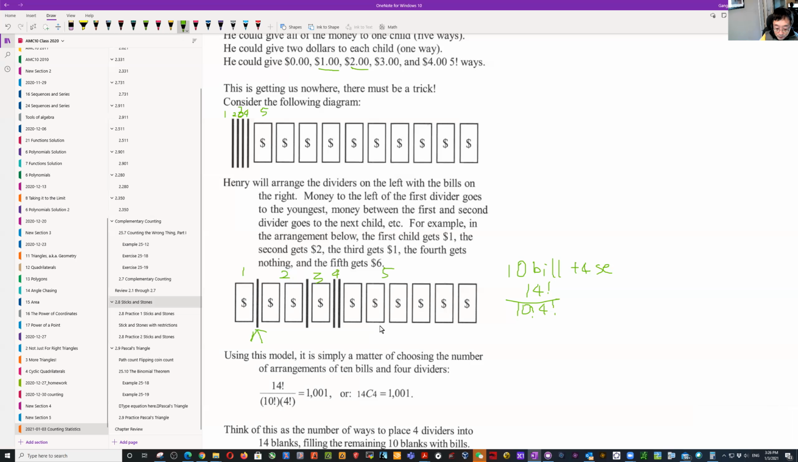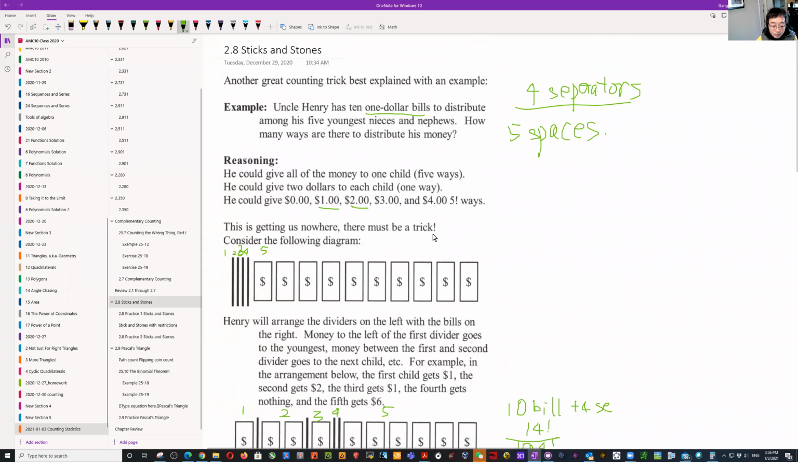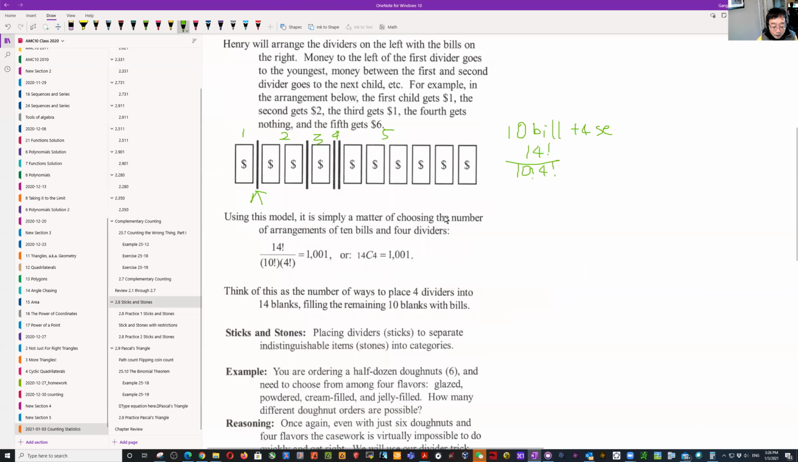The 10 factorial multiplicity is for the $1 bills, and the 4 factorial multiplicity is for the separators. So basically that is our trick. And this has been used very extensively in tests and is very, very, very important, super important. Since this arrangement is also 14 choose 4.